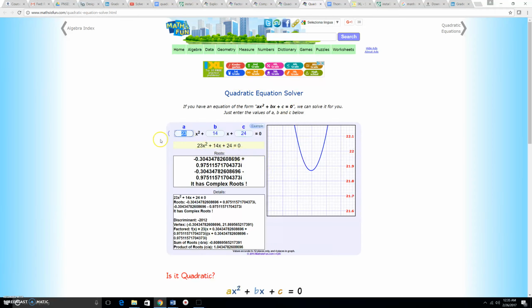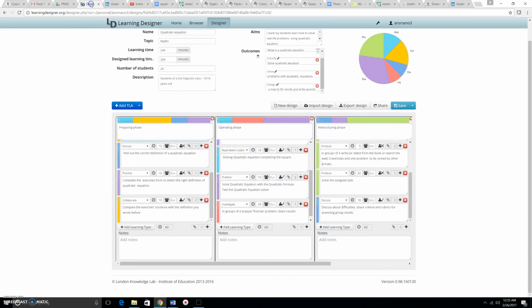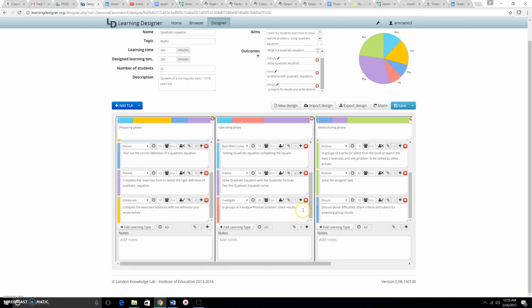So they go on the site, they just click on the value, they can give the value they want, and they can check the solution and the graphical aspect of the equation. They can check the roots, the sum of the roots, the product of the roots, and so on. At the end of this activity, they can now try to solve the first real-life problem I've prepared for them.